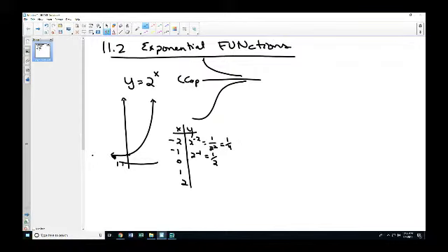What's 2 to the 0? Always 1. 2 to the first, 2 to the second, and then if you did 2 to the third, you can see now this is going to start growing really quickly when you start mounting these points up here. So that's a general exponential. That's your parent function, basically.